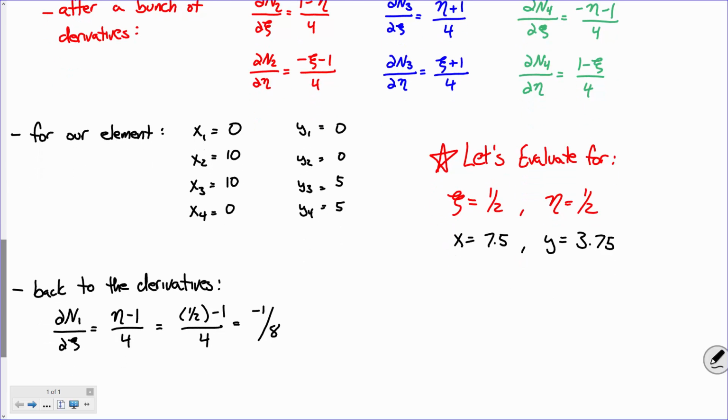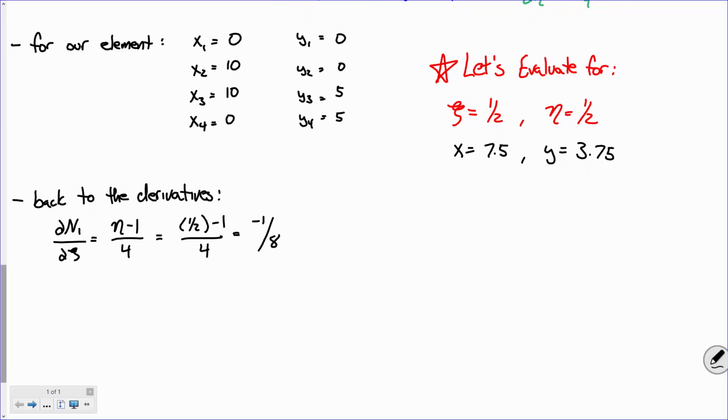What about the next one? The next one is the derivative of n1 with respect to eta, and is that going to yield a different value? It's the same value, right? Make sense? Just plug in 1/2 minus 1 over 4. Am I going too quick? Everybody good?